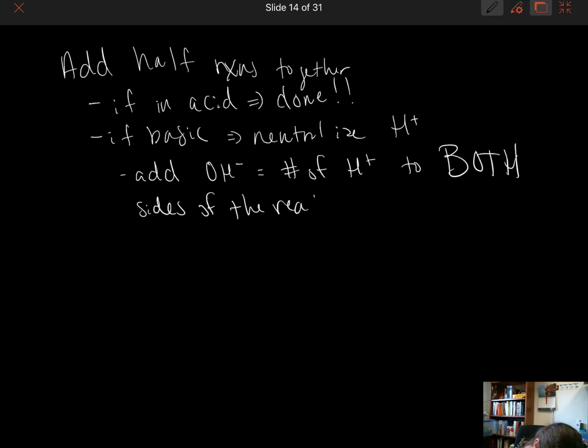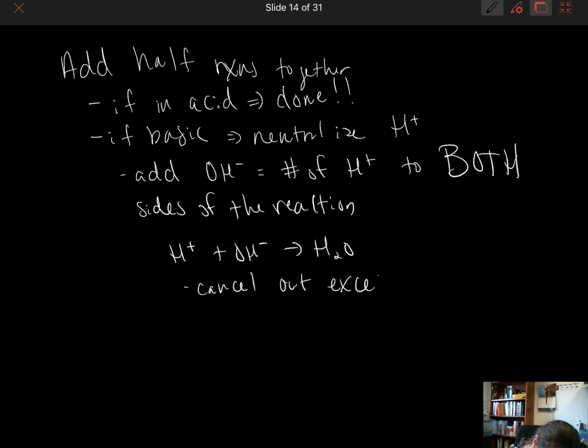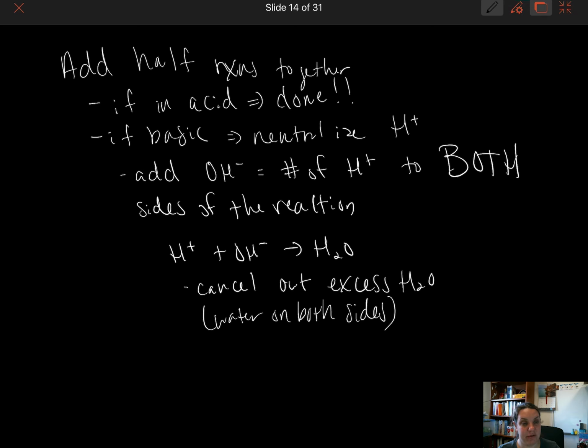So what's going to happen is your H+ and OH- will produce water. So after that you need to cancel out excess water, so water on both sides. And then you're done.